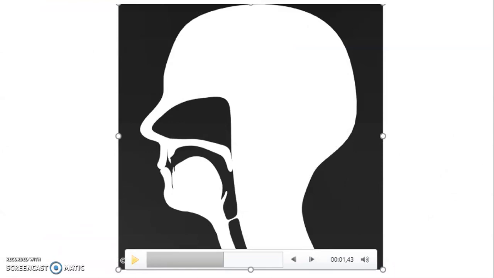Now, let's have a look at this. What can we see here? This is the same animation but frozen. In the production of p, we can see that the two lips are the primary articulators. And then, let's pay attention to the soft palate or velum. Last class we said that the soft palate or velum is an active articulator because it can move. It can be lowered and it can be raised. In this case, what's happened to the soft palate?